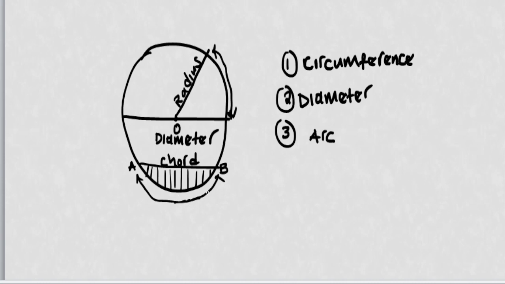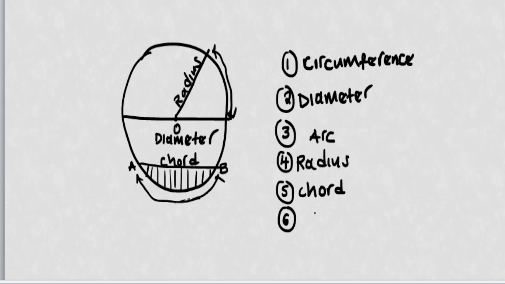So we're saying apart from an arc, we've said we have the radius. Then we have also said we have what we call a chord. We've also said we have what we call a segment.